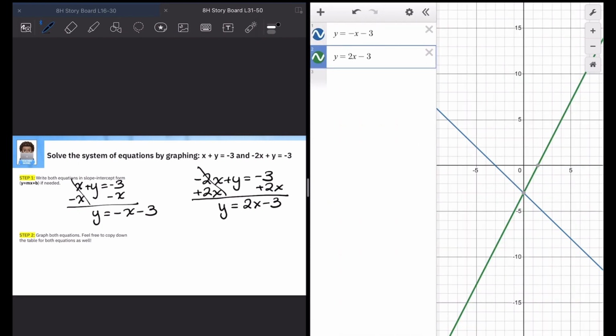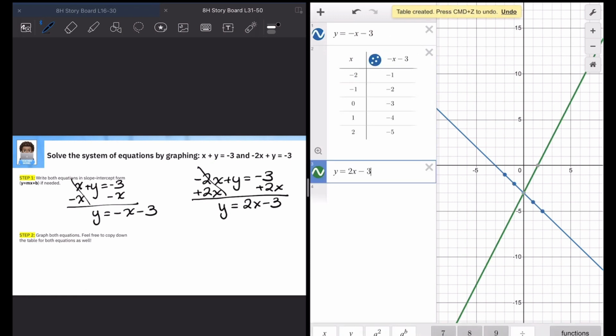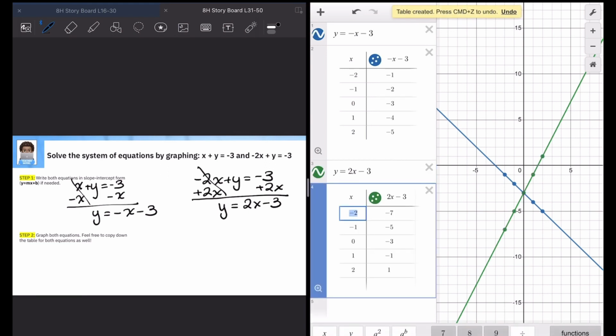So one thing I can do in my work, because remember, we can't always see what happens on a calculator, is I could just feel free to take down the table for both, which means I can go to the first one, hit the little cog, hit table, and go to the second one, hit the little cog, and hit table as well. And now I have both tables there, and I can copy those down. So that is something that we can very easily do.